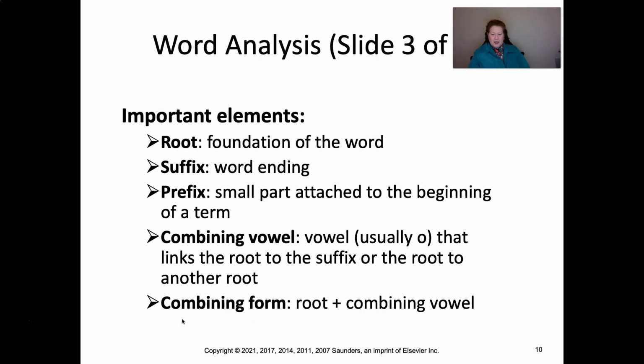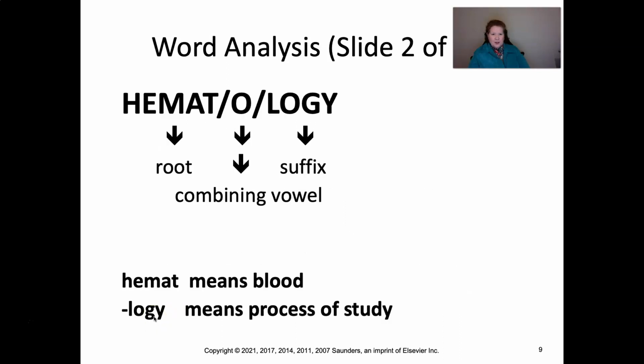If you noticed in the last slide, there was a root. It was the foundation of the word. There was a suffix. In this case, there was not a prefix. There was a combining vowel that's usually O, so you can be looking for that. And then the combining form is that root plus combining vowel. So if we go backwards, you can say hemat was the root, O was the combining vowel, and logy was the suffix: hematology.